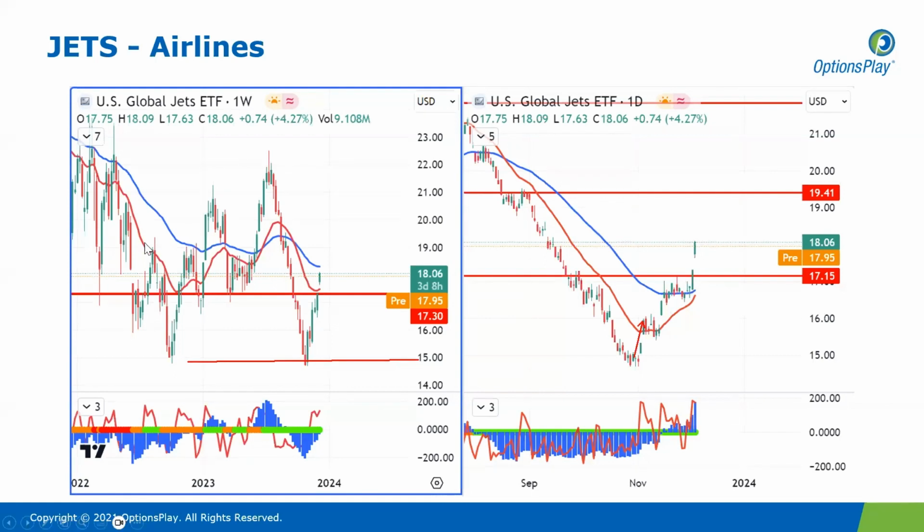We do have some resistance at the $19 level. Actually, I've already highlighted that on the daily time frame. But from there, there's plenty of room to the upside. 21 and 22 would be the next other key areas that I would be looking at.